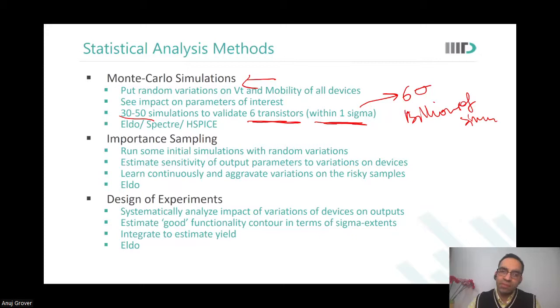So there are other methods which have been introduced, which are not just brute force Monte Carlo simulations. There is something called importance sampling, which is already implemented in ELDO. And there is something also which is called design of experiments, which I think is also now getting implemented in Synopsys tools like SPICE, but I'm not sure. So typically ELDO is the most advanced simulation tool till now, which has these advanced methods of statistical analysis also inbuilt into it.